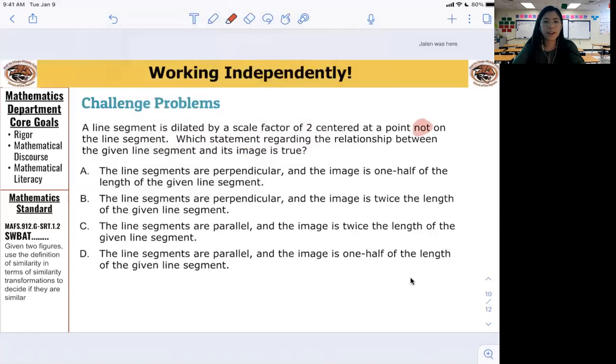Well done. So yes, they will be parallel. And since the scale factor is 2, the new line segment will be twice the length of the old one. Questions on this one? All right, we got 2 more questions. I think we'll finish a little early.